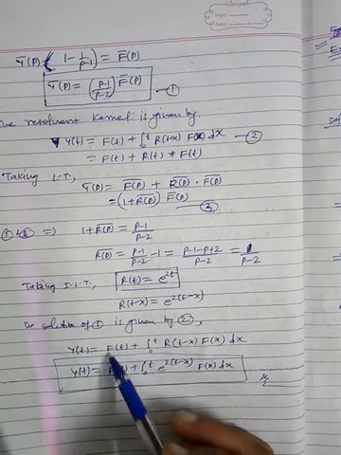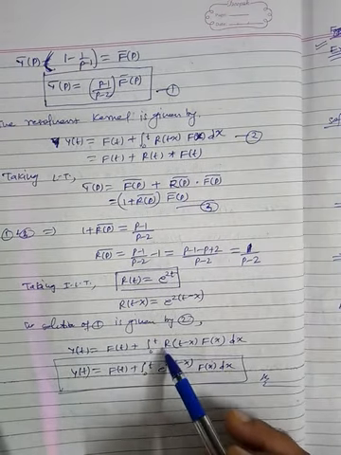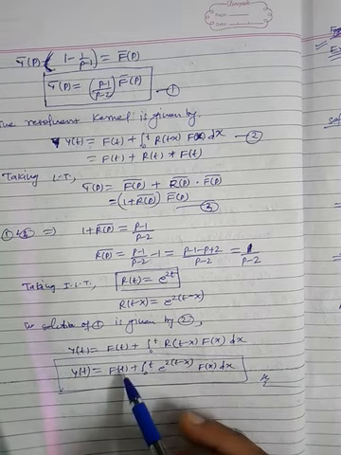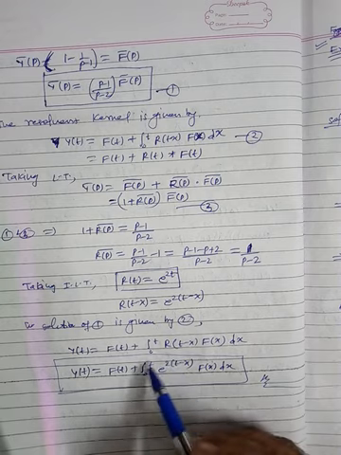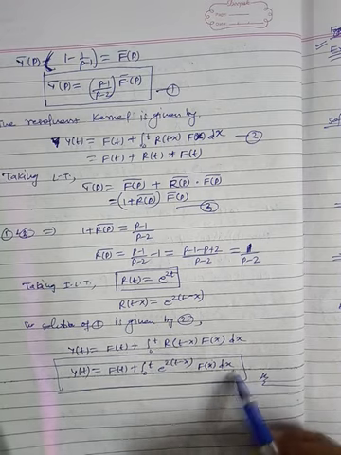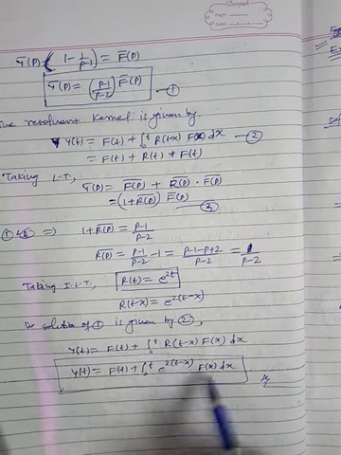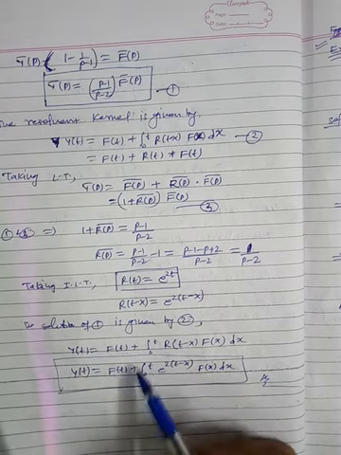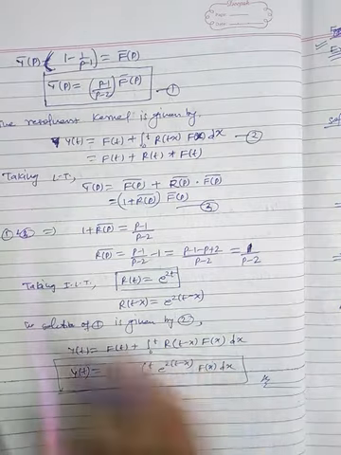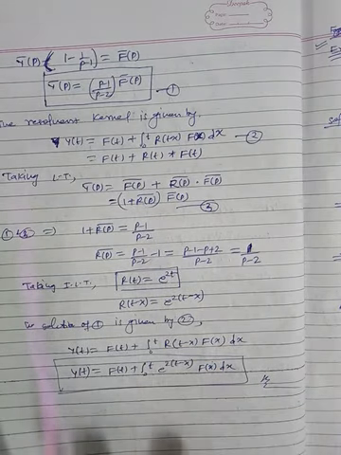y(t) is equal to f(t) plus the integral from 0 to t of R(t minus x) f(x) dx. So y(t) is equal to f(t) plus the integral from 0 to t of e raised to the power 2(t minus x) f(x) dx. So this will be the solution. If f(x) is known, then we can find the solution of this type of integral equation. So this is the solution with the help of the Laplace transform.